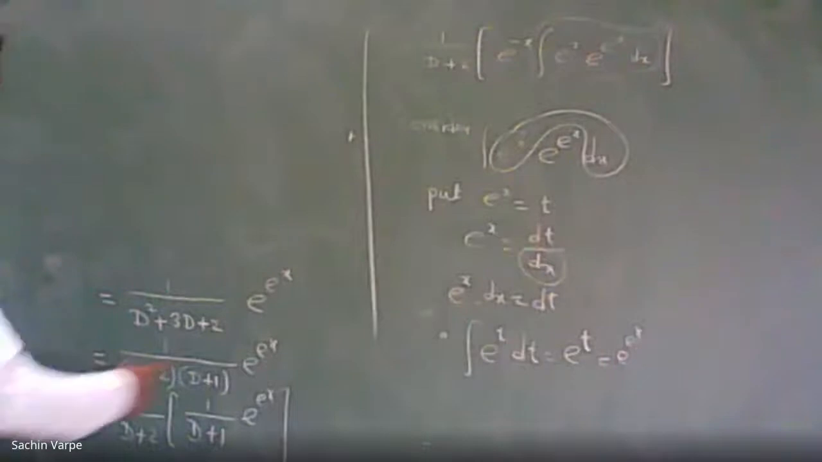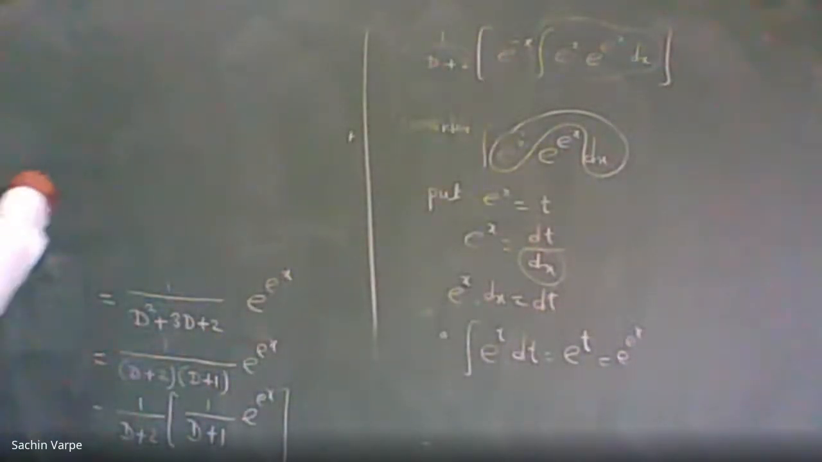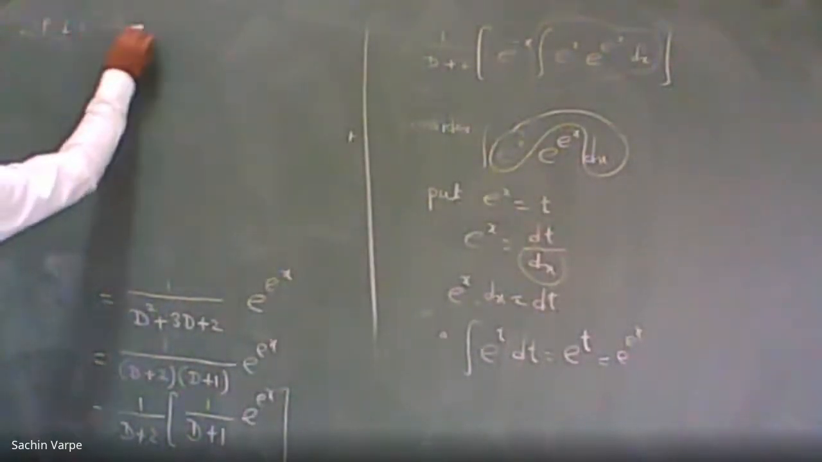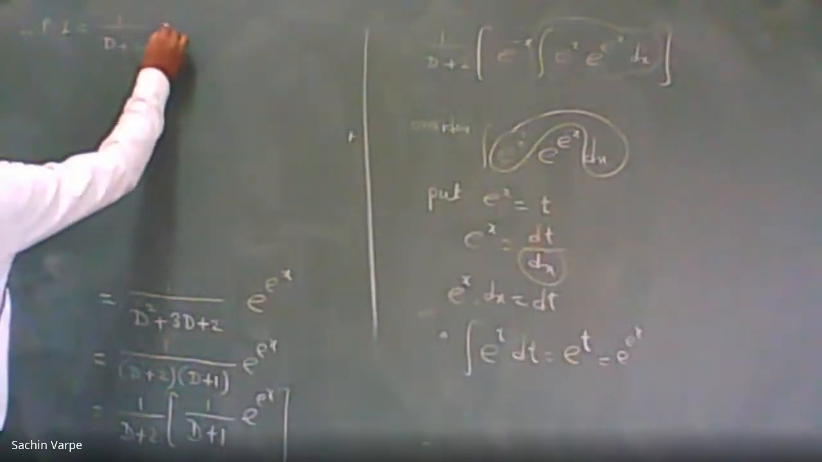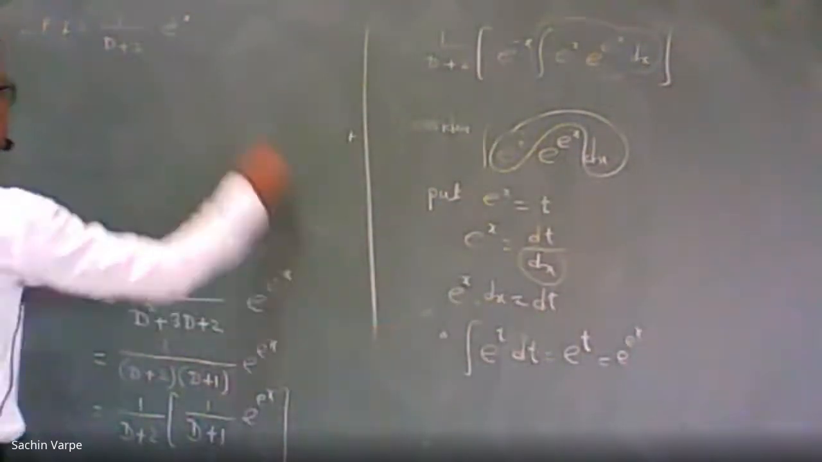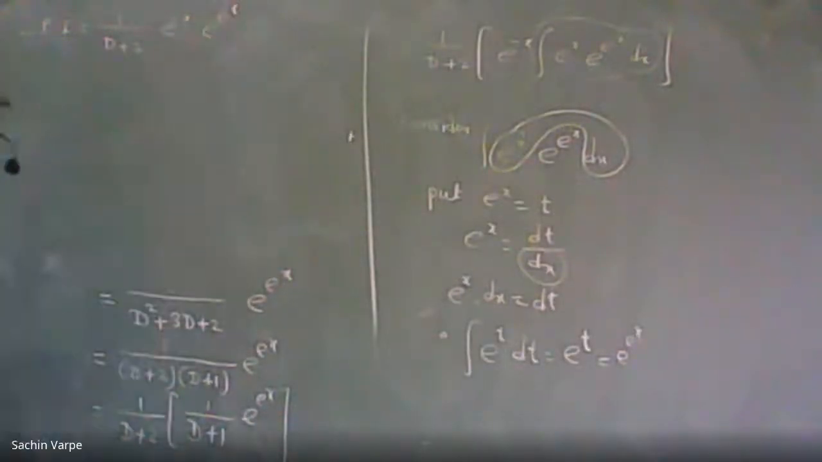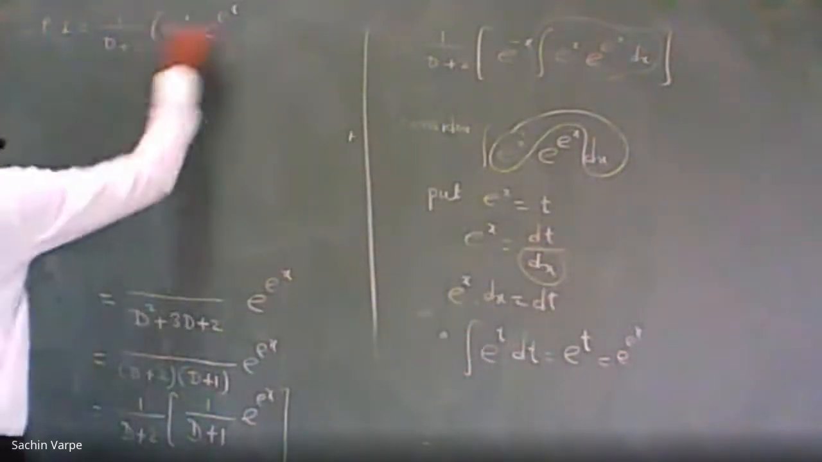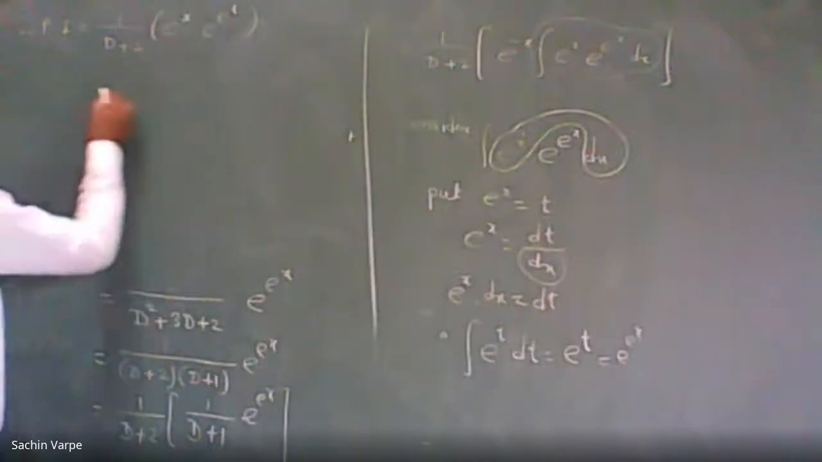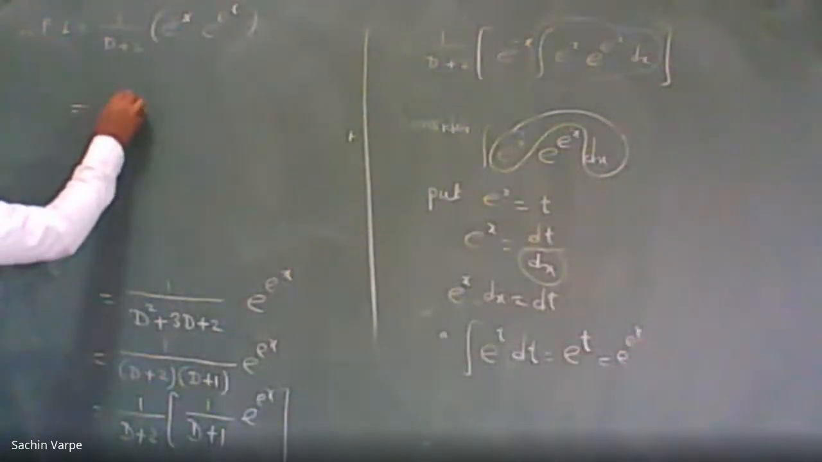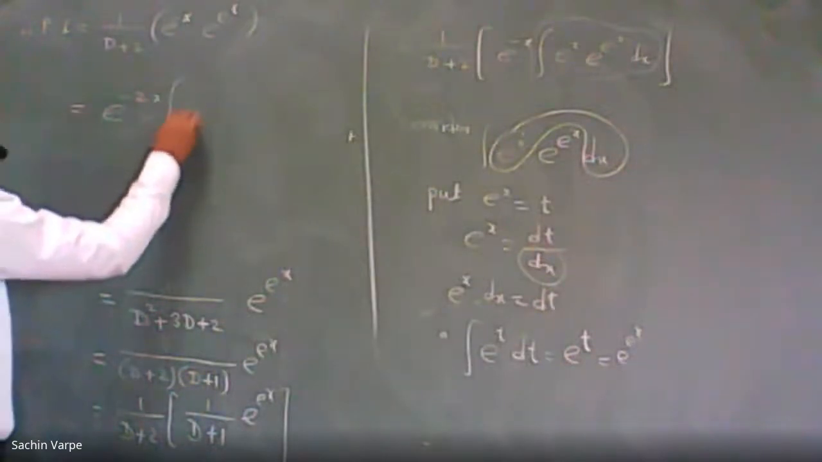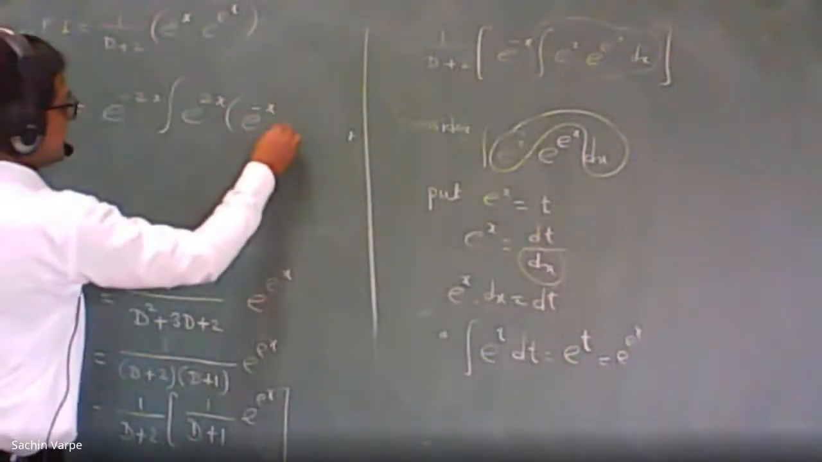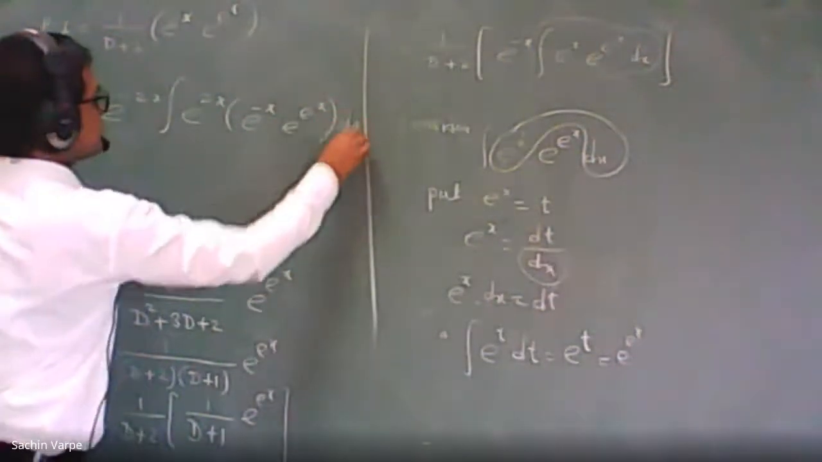So therefore, pi is equal to 1 upon D plus 2 into e raised to minus x, and the value of that integration is e raised to x. Is it okay up to this? And now operate 1 upon D plus 2 onto this new f of x. This is new f of x. So that is equal to e to the power minus 2x, integration of e to the power 2x into f of x, that is e raised to minus x e raised to x dx.